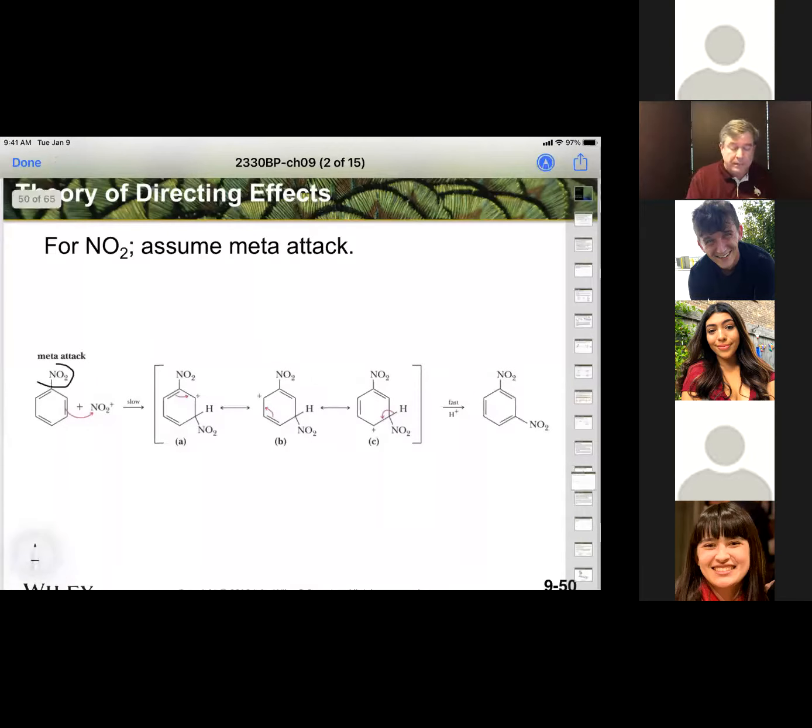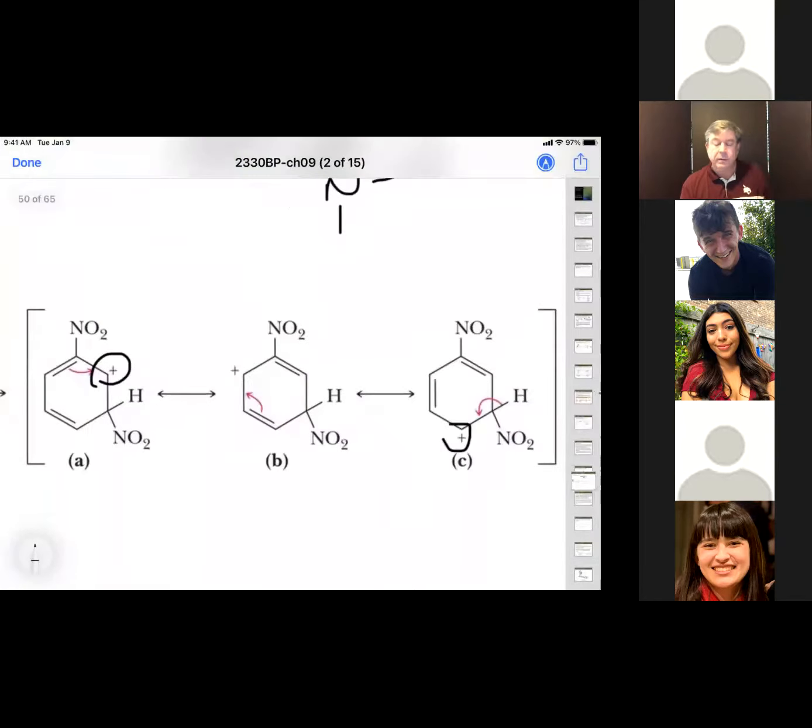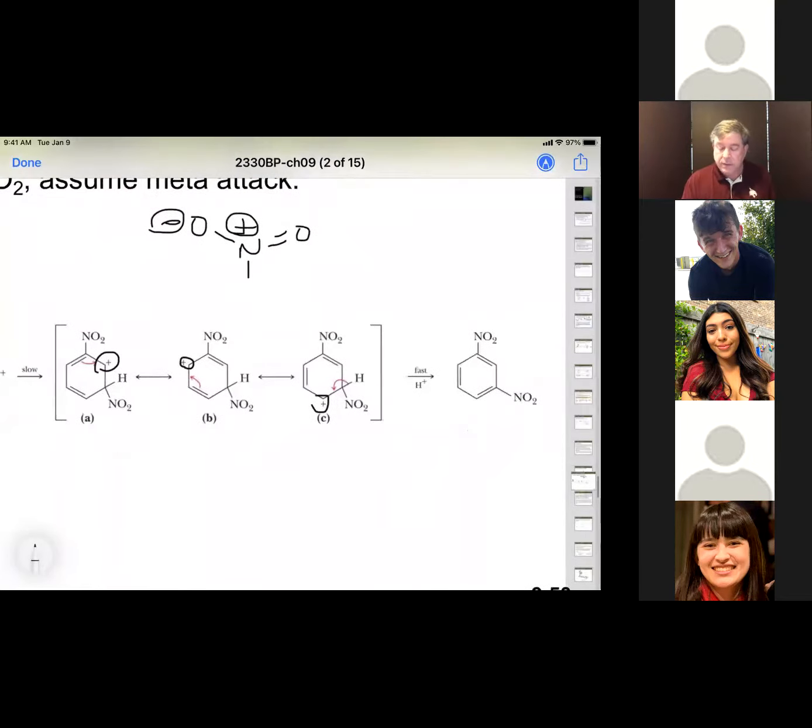We know the nitro group, when we draw our Lewis dot structure, has a formal charge of +1 on nitrogen and -1 on oxygen here. So we have a full positive charge on that nitrogen. And let's say we attack there. And so, of course, we're going to create a positive charge on either side of that nitro group. And then it can move around the ring, giving us our 3rd resonance contributor. Okay. So, 3 resonance contributors. That's about the same as before, right? And so then, of course, our fast step, we lose the hydrogen and we generate our meta compound here.